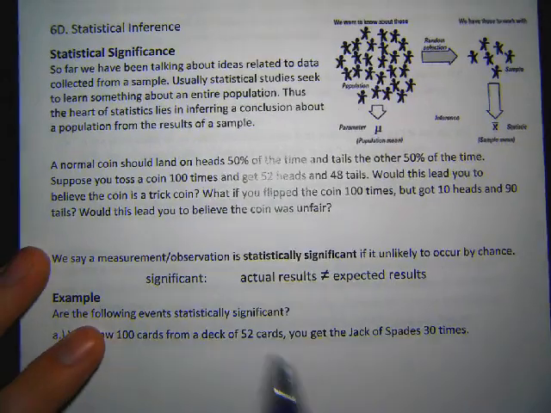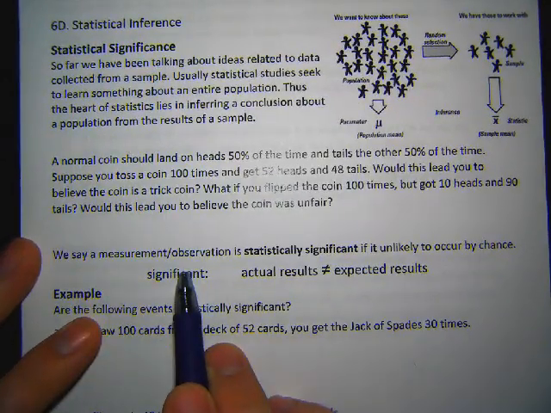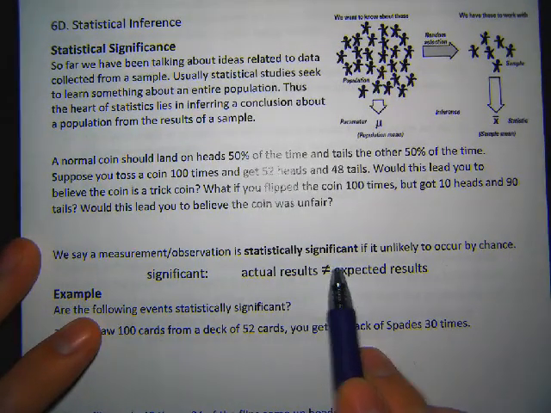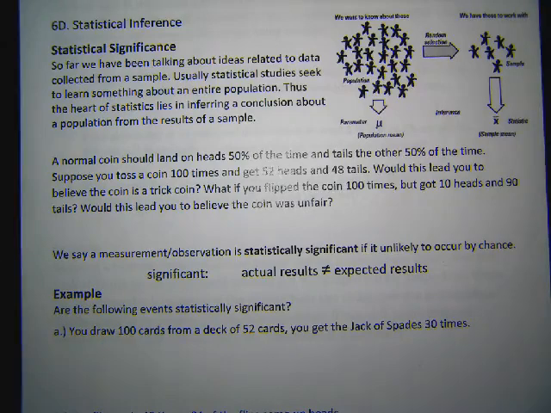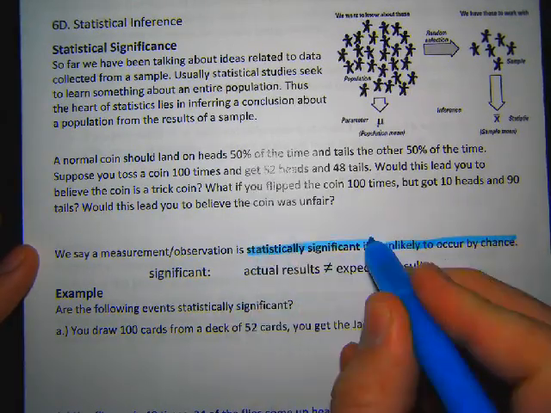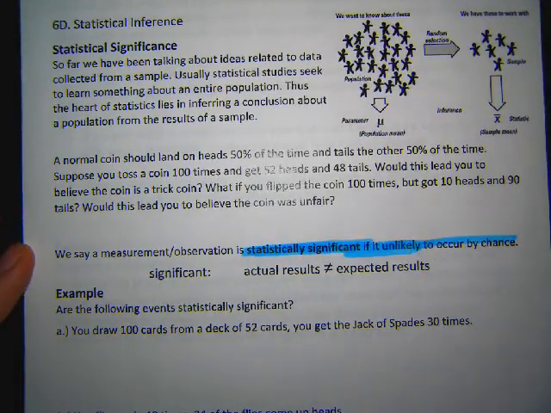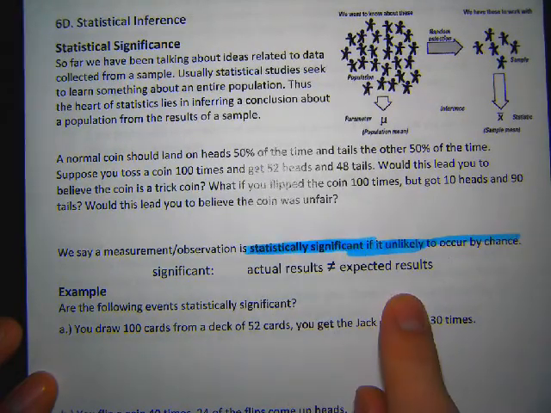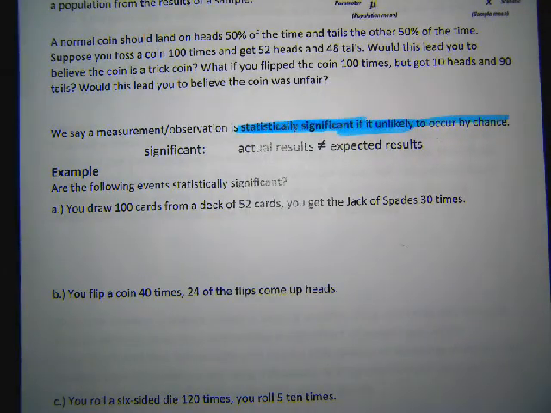We call a measurement or observation statistically significant when it's unlikely to occur by chance. So when you get a result that's just not what you expect, it's unlikely to occur by chance, and we call it statistically significant. As far as we're concerned, something that's unusual, something that doesn't match up with your expectations, that's significant. So the actual results don't match your expected results. Here's a couple examples. We're just going to determine, are these statistically significant?